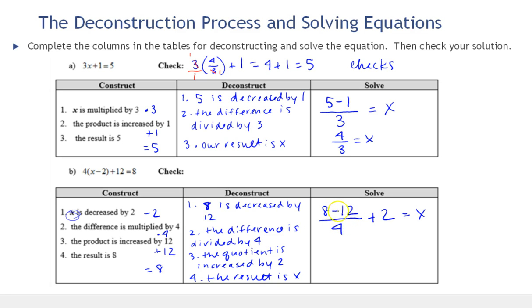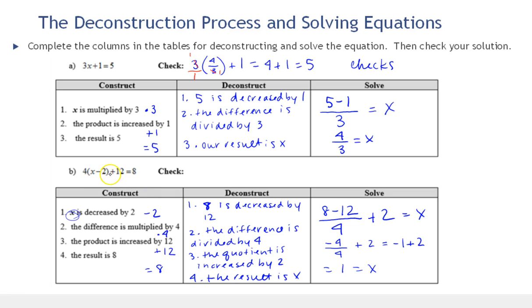So first, by the order of operations, I need to do the subtraction in the numerator. So we have 8 minus 12 is negative 4 over 4 plus 2 equals, now negative 4 divided by 4 is negative 1 plus 2. And negative 1 plus 2 is positive 1. I'm just going to write again here, this equals x. So our solution for x is 1. So let's go and check it.